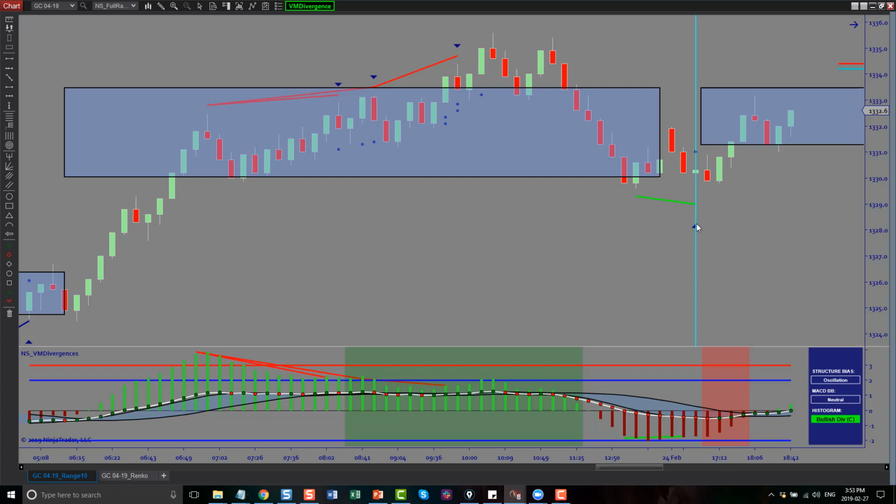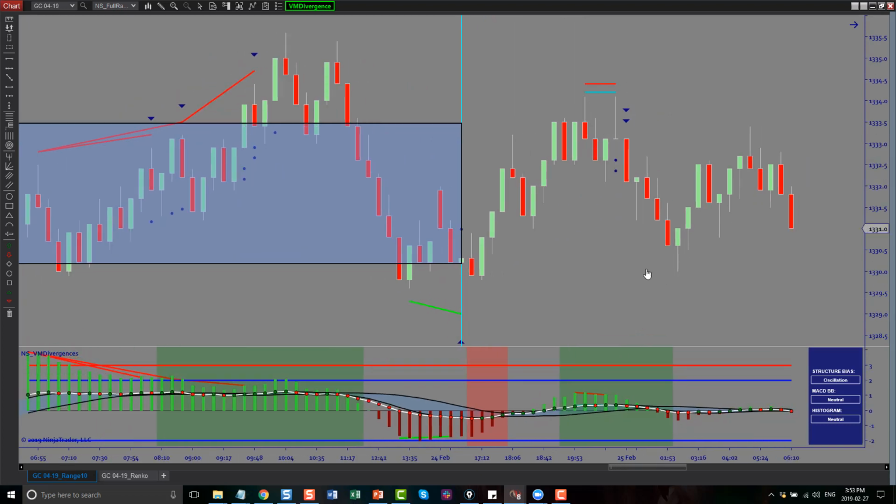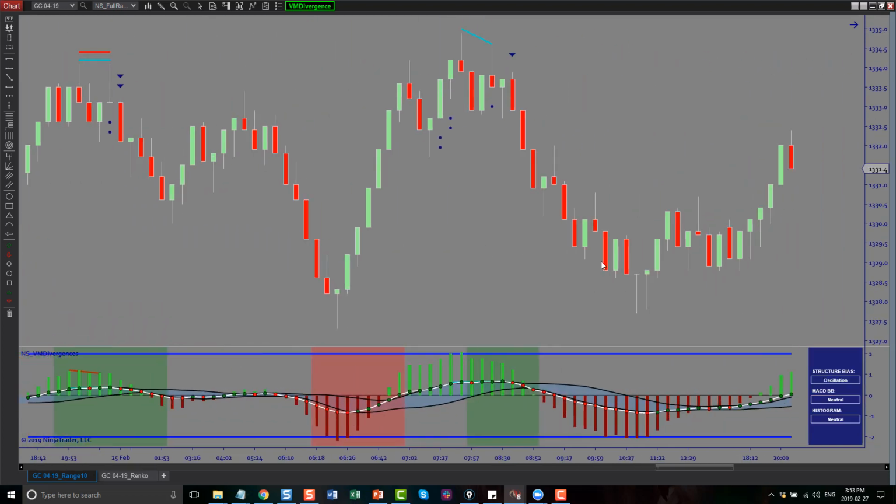So you see this one here? This one happened at the value area low. So we're at the extremes. That one happened at the value area low, right there. We're outside that box. This one here, it's not important. Let's continue on.